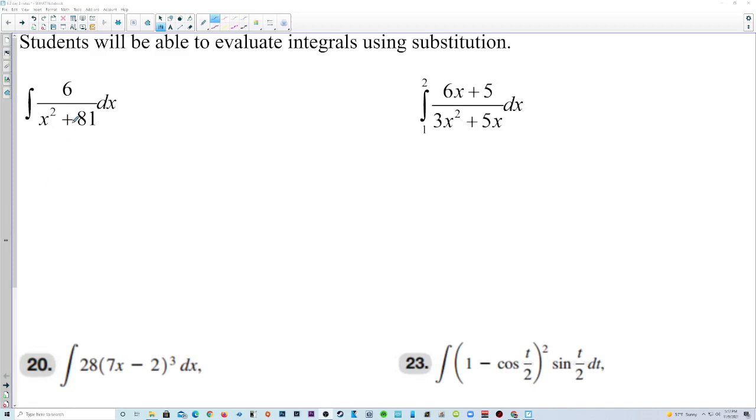This is section 6.2, day 2 notes over U substitution. Students will be able to evaluate integrals using substitution.